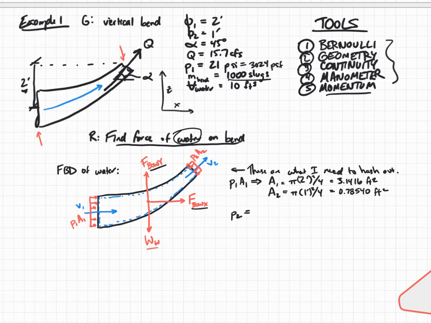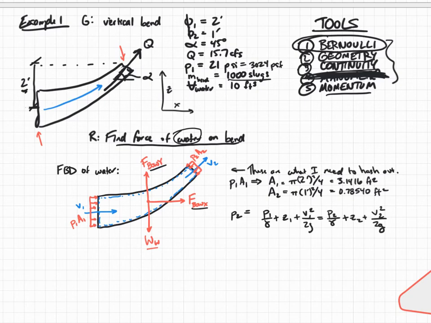The better way is to look at your tools. Normally how we get at pressures is we use a manometer, but there is no manometer in this problem, so we can knock that one out. How about we look at Bernoulli? That's my other way to get at pressures. The geometry does not have pressure in it. Continuity does not have pressure in it. Momentum has pressure in it, but usually you don't back calculate pressure out of that. So let's go ahead and do Bernoulli.